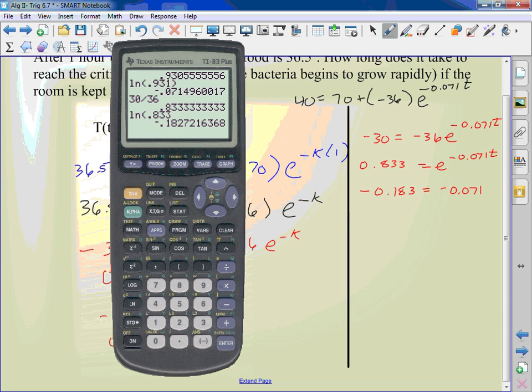Negative 0.071 t. Right up here, I subtracted over the 70, so I get the negative 30. Divide by the negative 36, and I get the 0.833. Now to get rid of the e, I take the ln of both sides. ln of 0.833 is negative 0.183. The ln of e to the negative 0.071 t just gives me negative 0.071 t. So I take the negative 0.183 divided by negative 0.071. It takes 2.58 hours. So after about 2.5 hours, you're starting to reach critical temperature. So after 3 hours, bacteria is getting bad.